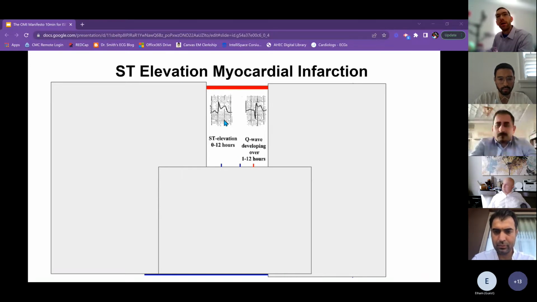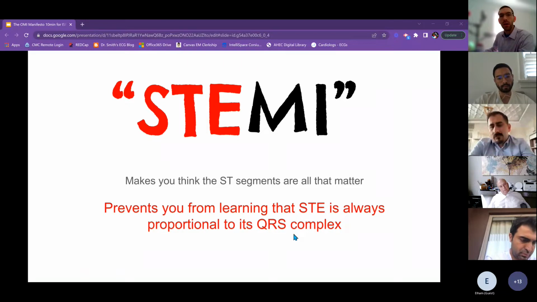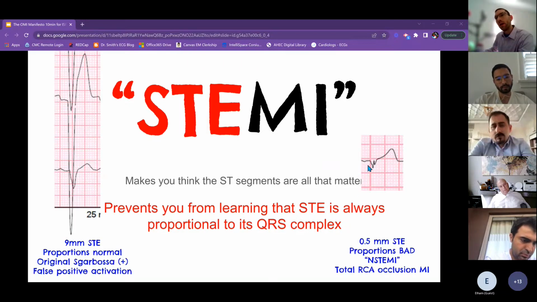And this is how people's minds work, because that's how the paradigm is named. That's the whole definition. By making you count millimeters, STEMI prevents you from ever learning that ST elevation is always proportional to its QRS complex, which explains how you can have 0.5 millimeters of diagnostic ST elevation and RCA occlusion in this patient, and 9 millimeters of totally healthy and normal, proportionally reasonable elevation in a patient with a left bundle with this big of an S wave.